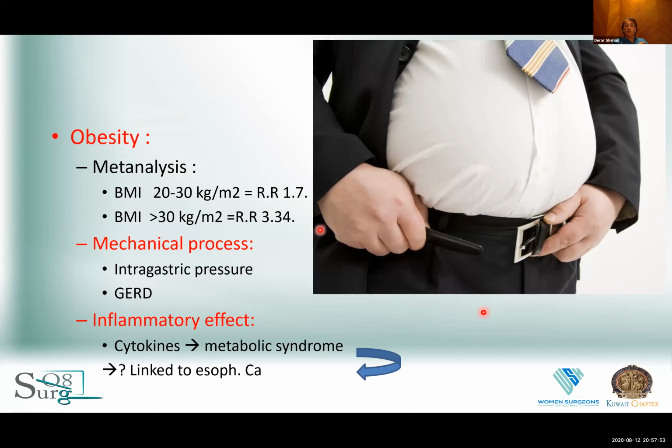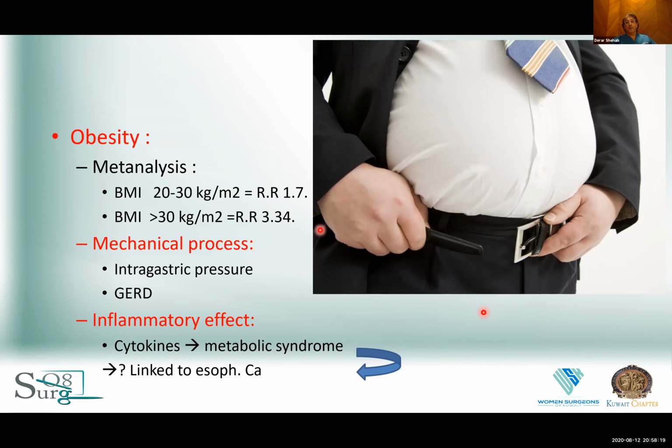In adenocarcinoma, another risk factor is obesity. In obesity, we have not only the inflammatory process that leads to adenocarcinoma, but actually there is also a mechanical process. The mechanical process will eventually lead to GERD. So obesity is kind of a double whammy: a mechanical process and an inflammatory process.